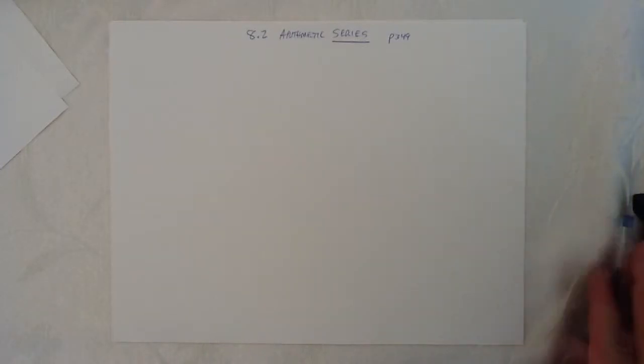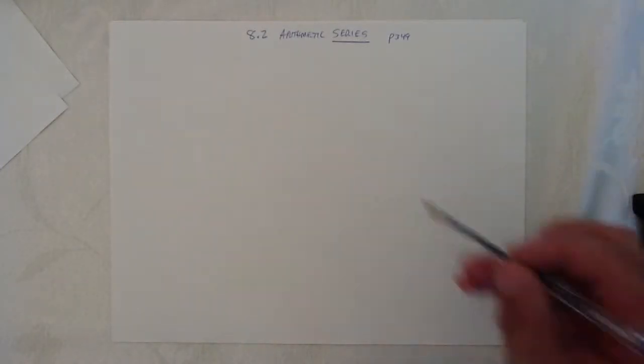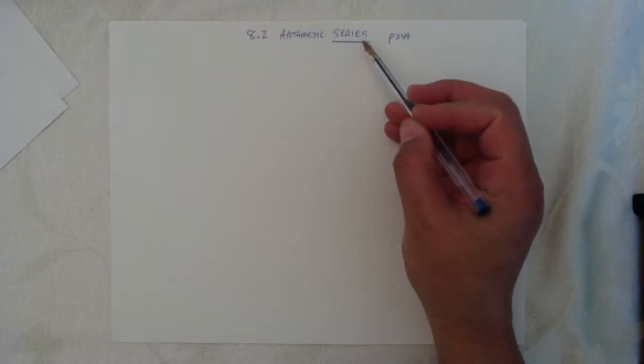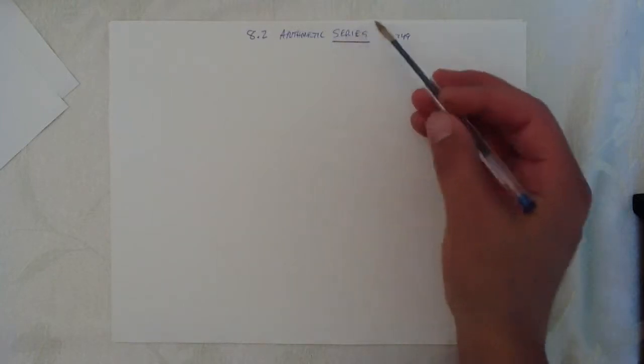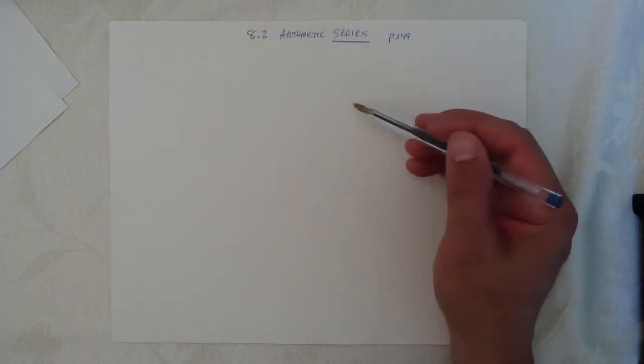Okay, this is an attempt to explain arithmetic series, and don't get series confused with sequence. They are related, they both start with SE, but a series is the sum of a sequence. I think there's a tongue twister in there somewhere.